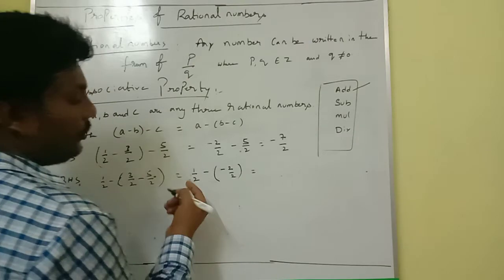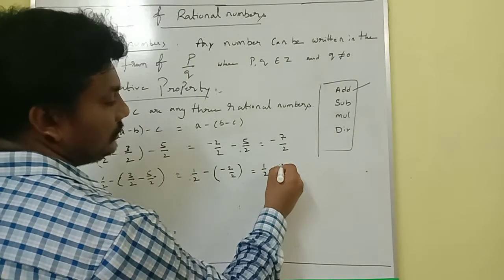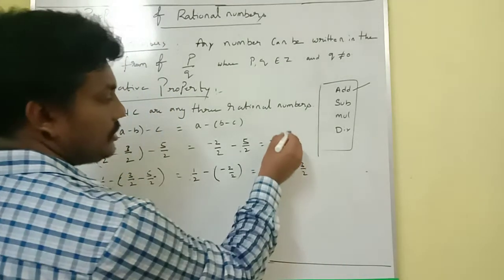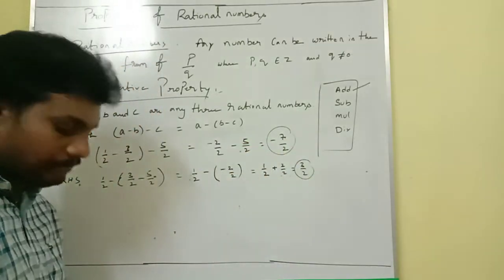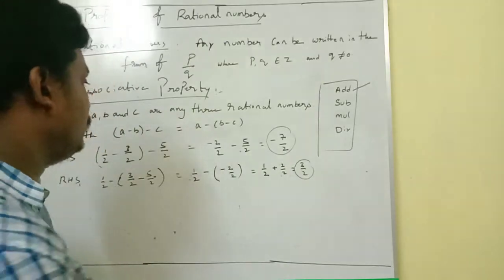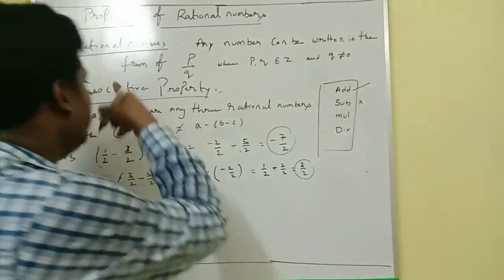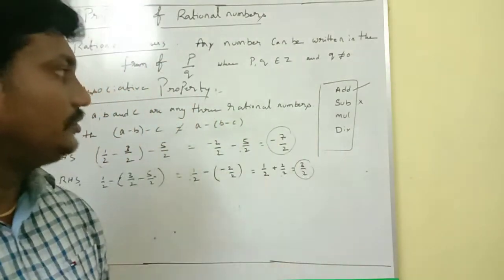So now if you take this value, this is 1 by 2, minus into minus becomes plus, this is 2 by 2. So total value becomes 3 by 2. So here this is minus 7 by 2 and this is 3 by 2. But both are not the same. So when the result does not match, that's the reason why this is not suitable. Subtraction is not possible over associative property.